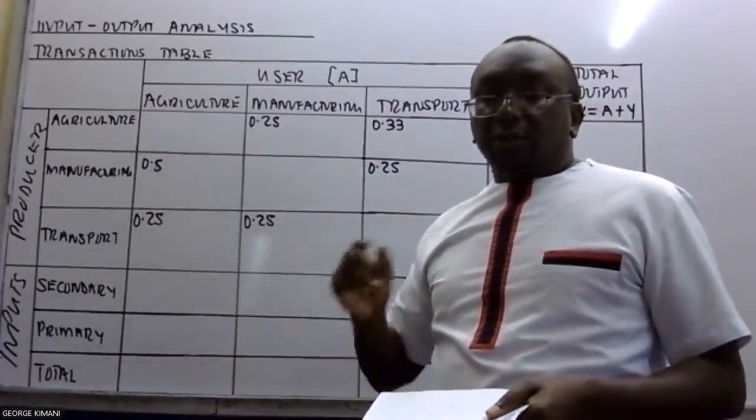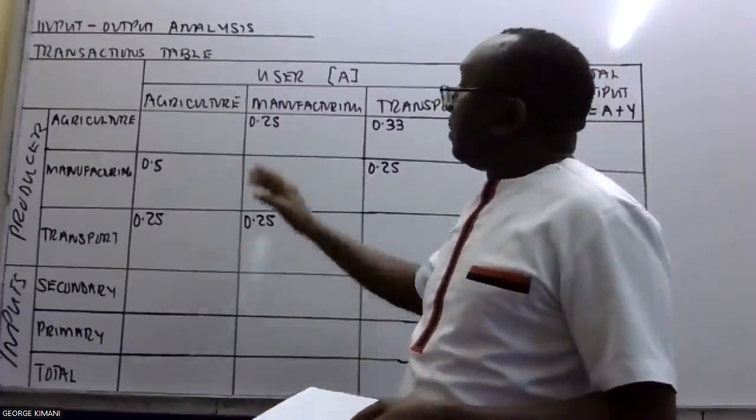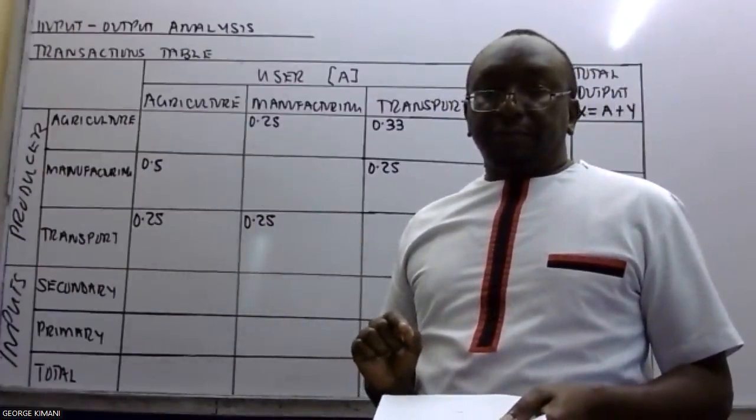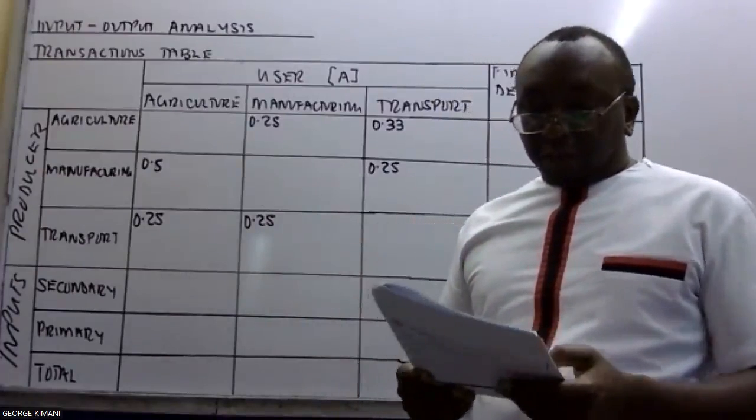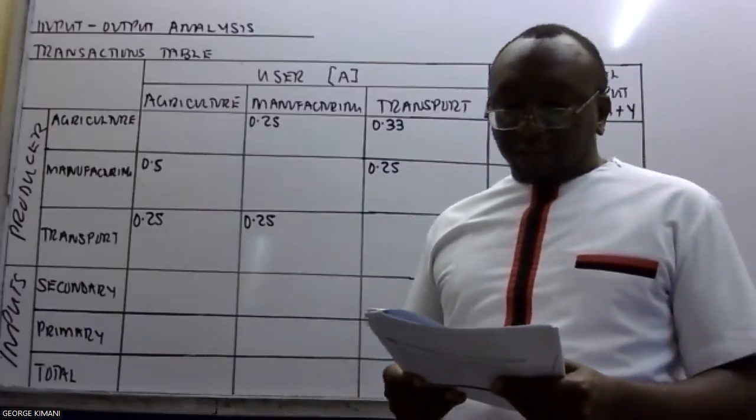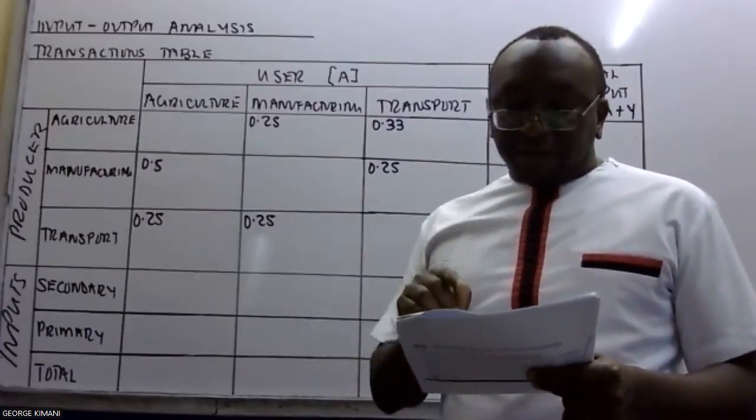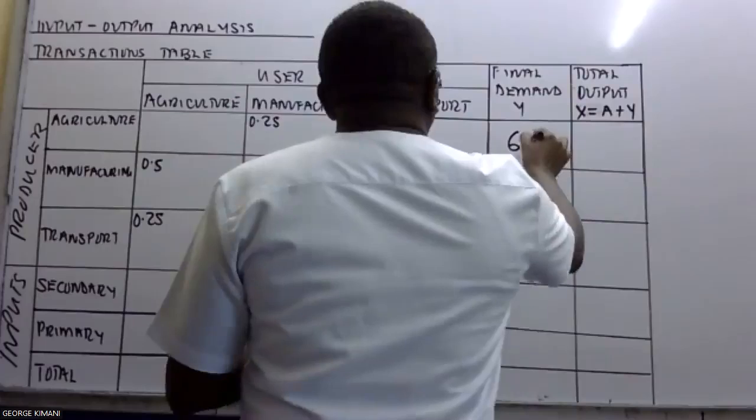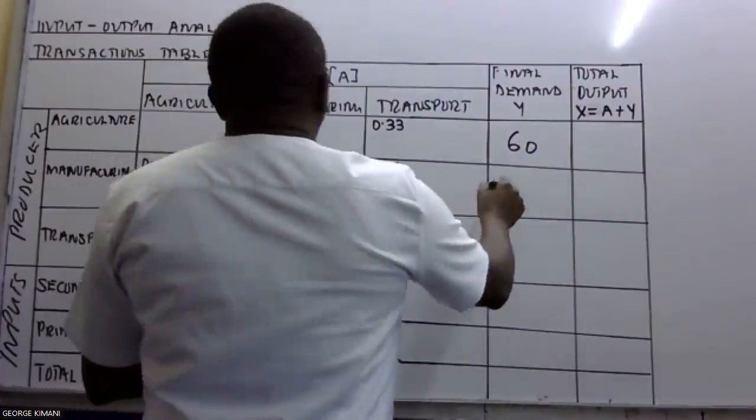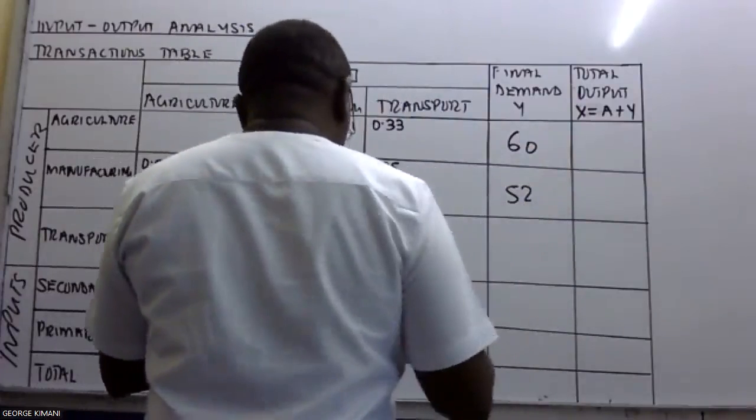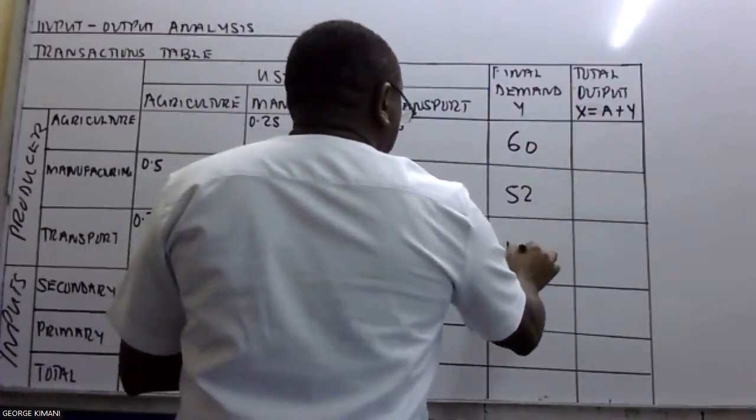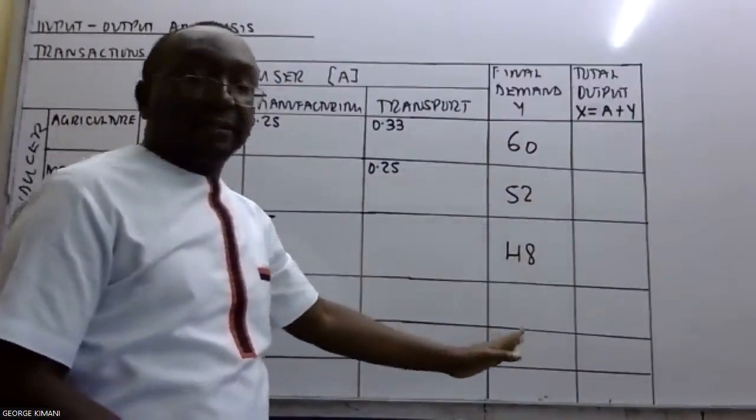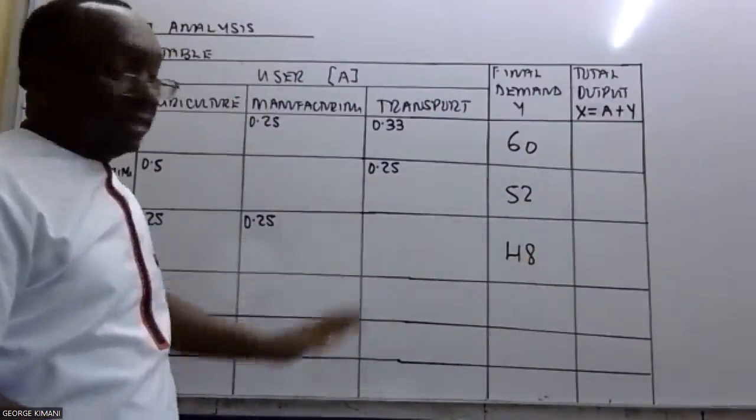Okay. So what we are going to do today, for the purposes of solving, we are going to assume some figures. We are going to assume some figures because look at Roman 2. If you look at Roman 2, they are saying suppose the final demand is 60 units for agriculture. So here we put 60. 52 for manufacturing, and 48 for transport. So now that one is complete. Here we have been given the final demand for the 3 sectors, but elsewhere they have omitted.